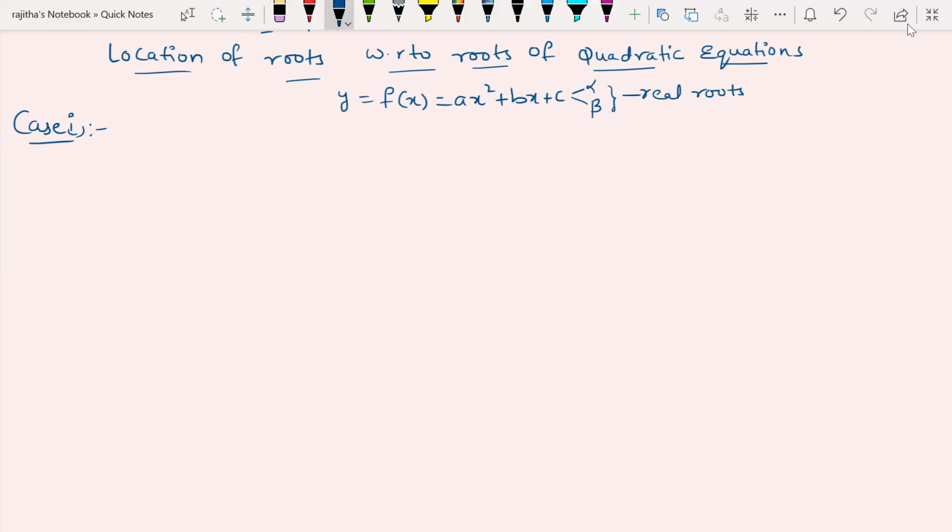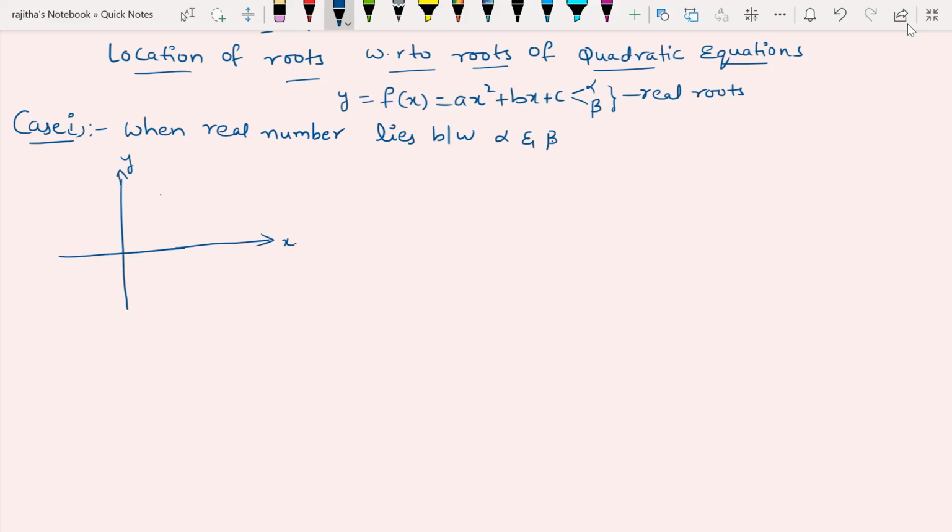So first case, I can prove this first case when a real number k lies between alpha and beta. Observe clearly, when a real number k lies between alpha and beta, observe the graph. Here is the x-axis and here is the y-axis. The graph is in the upward direction. Here is alpha and here is beta.